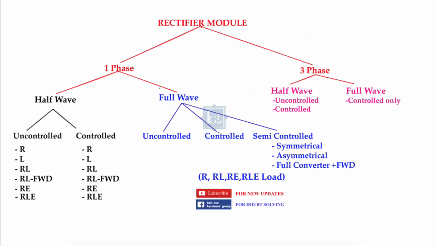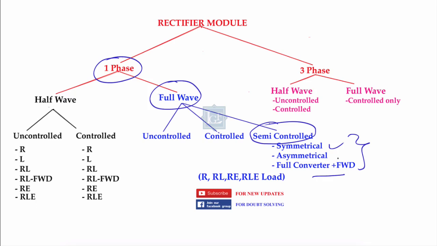In the next lecture we will see the single phase, full wave, semi-controlled converter. There are three converters: symmetrical, asymmetrical, and full converter with freewheeling diode. So we will discuss them one by one.